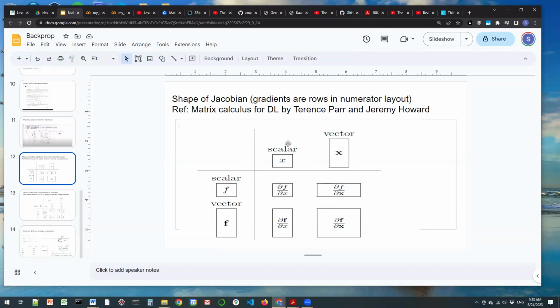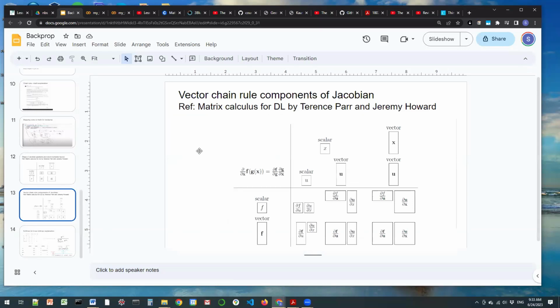Now, interestingly, we are not done here, because this is just simply scalar functions with respect to scalars, vector functions with respect to scalar or vector. But remember, we are not just doing single functions. We are actually doing composition of functions. So that makes it even more challenging. And this is the eventual set of rules that you'll be applying in order to get to the shapes that he uses in the notebook, which is the vector chain rule components of the Jacobian.